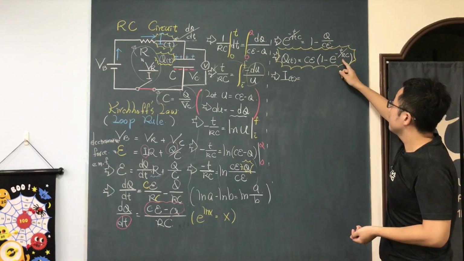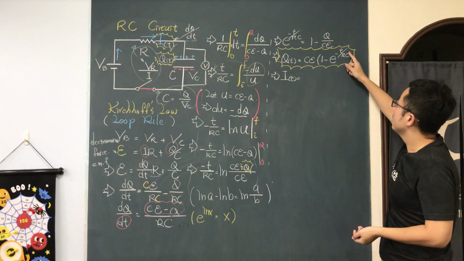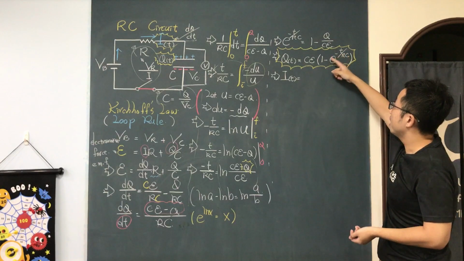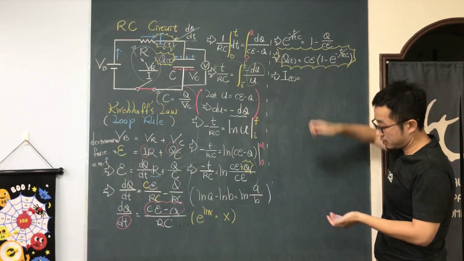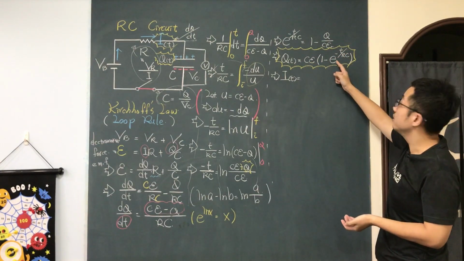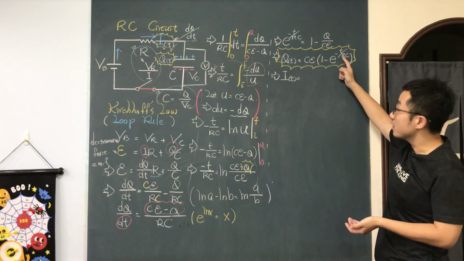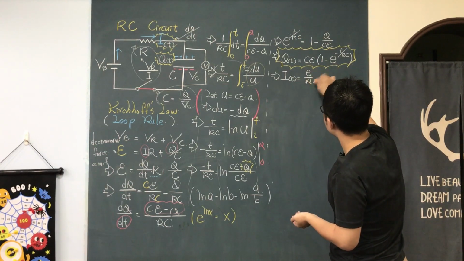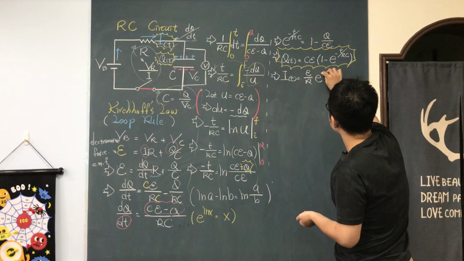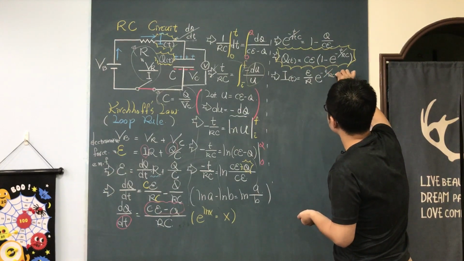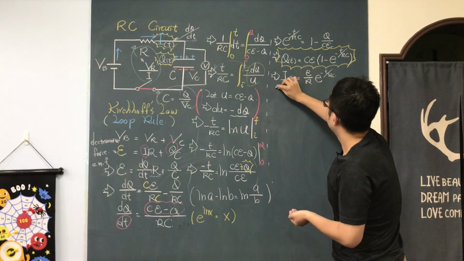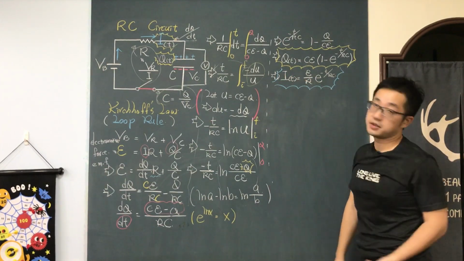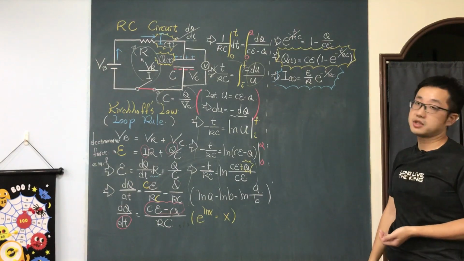And if we want to do the derivative of the exponential term, since t is the variable, you can move the minus 1 over RC down and times the CE. Then you can cancel the C and leave the E divided by R. So I can write down your current I is E divided by R times e to the minus t over RC. Okay, this is the function for your current, the current as a function of time.